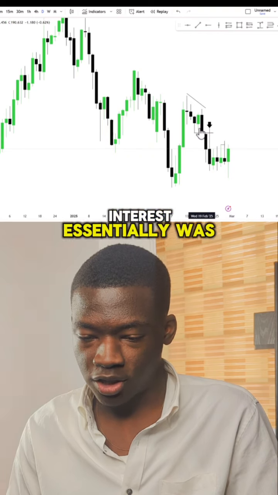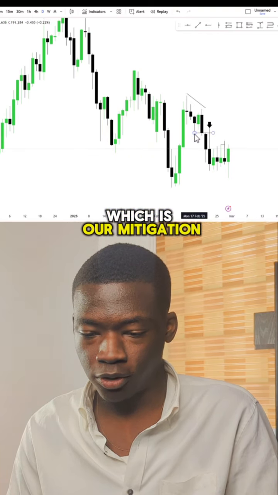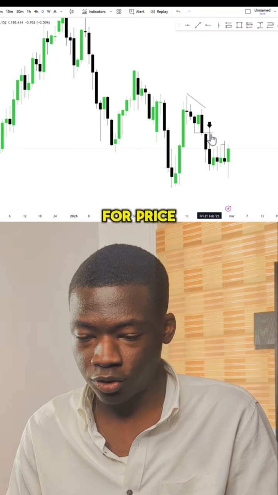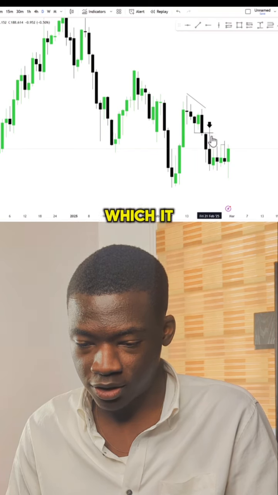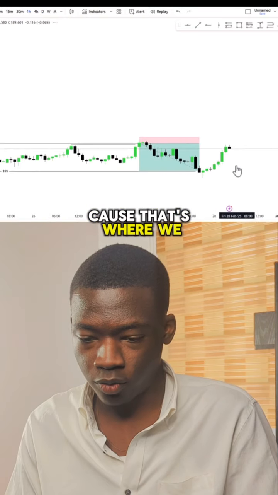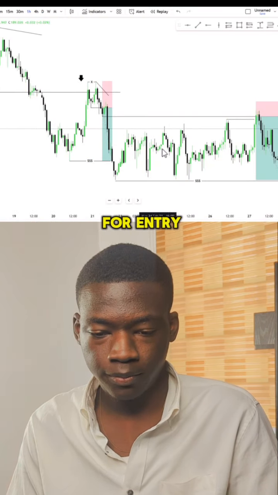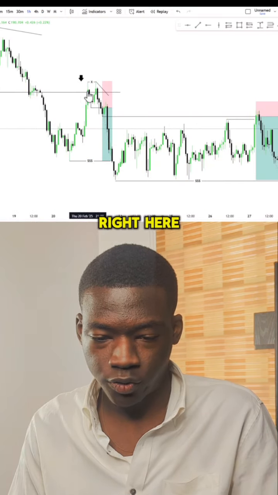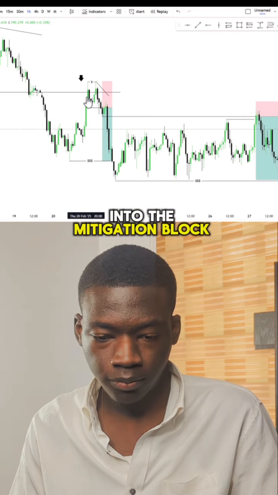So our area of interest essentially was this low, which is our mitigation block. So we want to wait for price to return into this mitigation block, which it did right over here. And then we'll go over to the 1 hour time frame because that's where we look for our framework entry. So in the 1 hour time frame, right here is where it returned into the mitigation block.